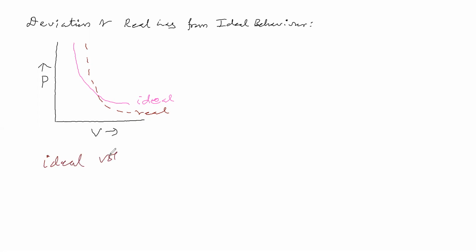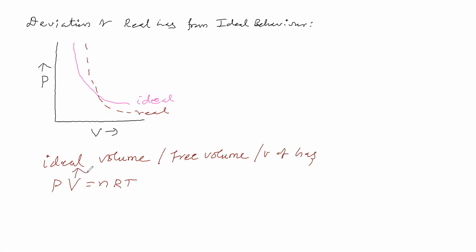Ideal volume. This ideal volume is also called what in the sense? Free volume. It is also called volume of gas. Now, in the formula PV = nRT, the V is called ideal volume.